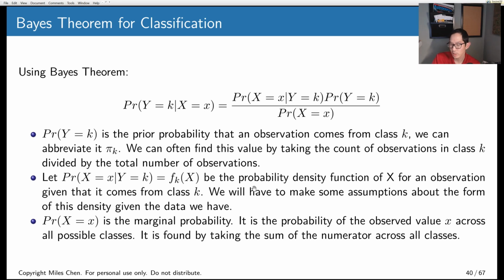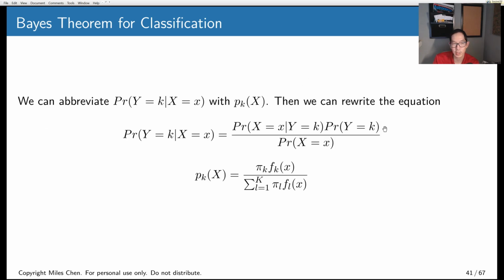So we have to make some assumptions about the form of the PDF, the density for that particular class. The probability of Y equals K is the prior probability that an observation comes from class K in the first place. You often figure this out by taking how many observations were in class K divided by the total number of observations. The bottom is the marginal probability, the probability of getting that observed value of X regardless of the class. You calculate the numerator for all of the different possible classes and add them all up.